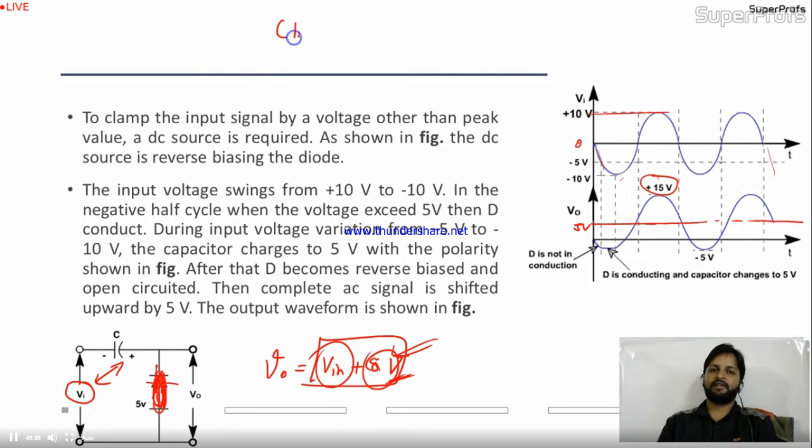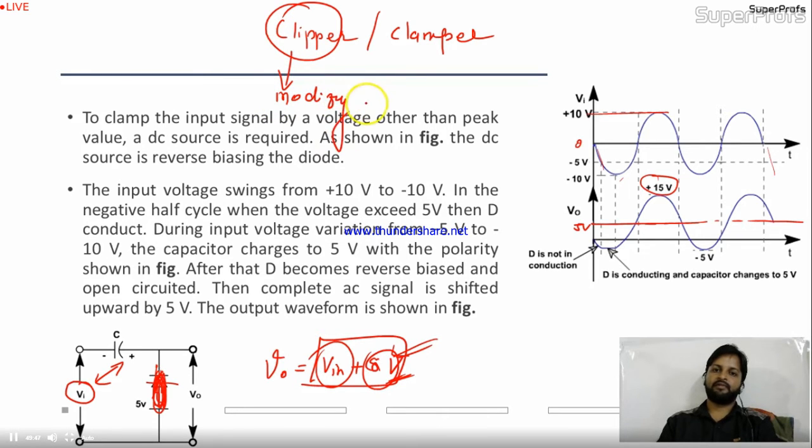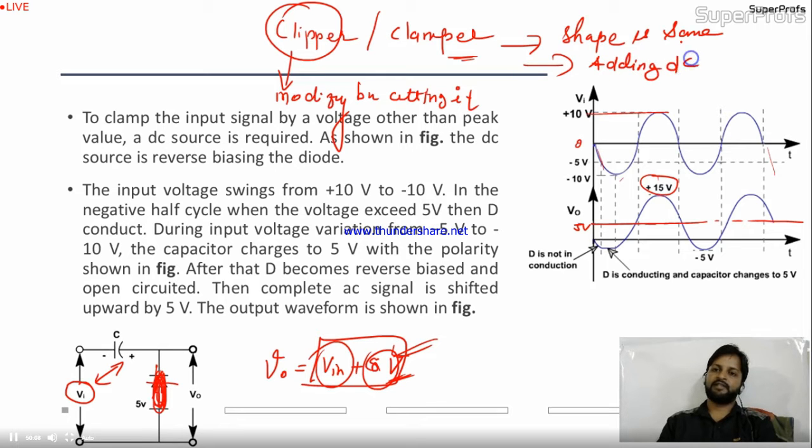The waveform is the same as it is, but we are adding some DC part. So there is a difference between clippers and clampers. In the clippers, we modify the waveform by cutting it. In the clamper also we are modifying the input waveform, but the shape of the waveform is not changed. Shape is same. Is it okay? So what we are doing here is adding some DC part. So the clamper is a DC restorer. I think the concept is pretty clear to you.